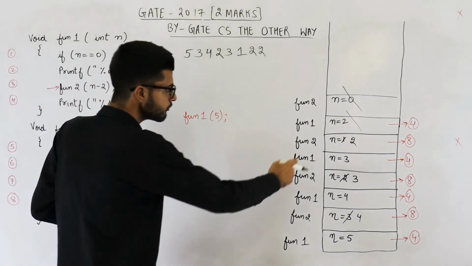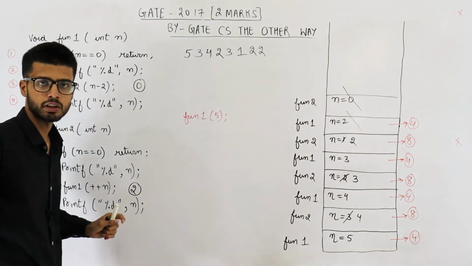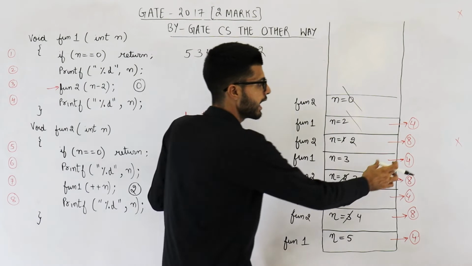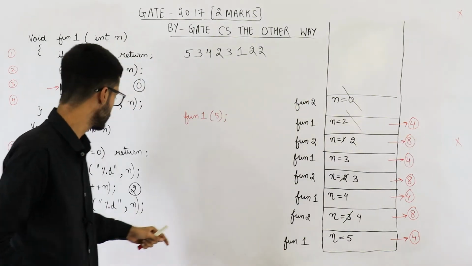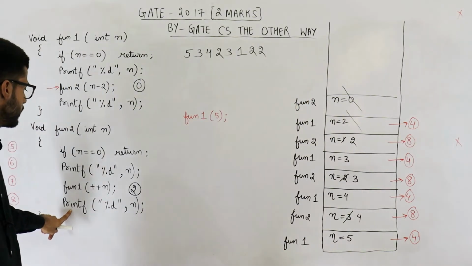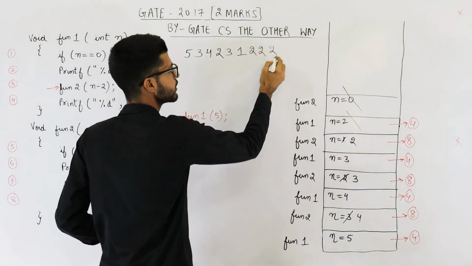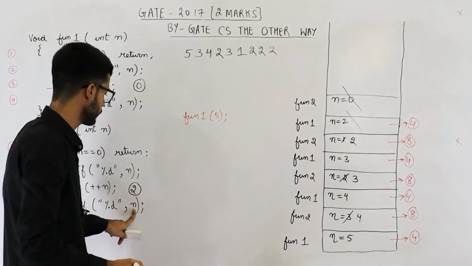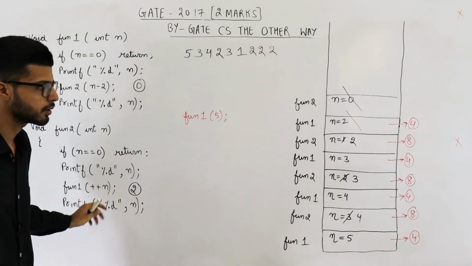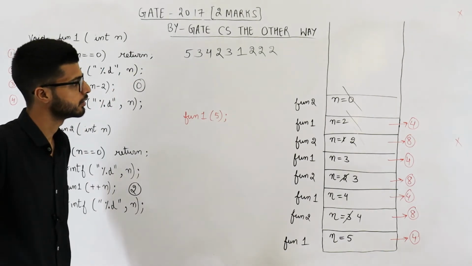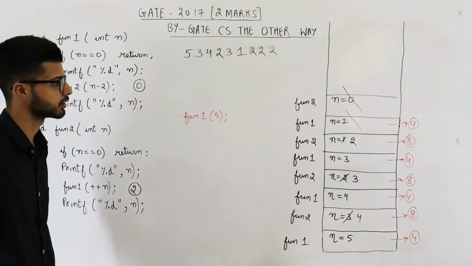Now see, you will return back to the previous function, the function that has called this one. And you will see line number 8 is remaining. So execute line number 8. Line number 8 is printf n. So for this one value of n is 2. That means again 2 will be printed. Now for this function last line has been completed right now. So pop this from the stack and return to the previous function.